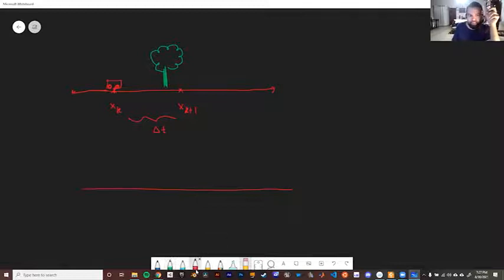Right? So now let's say this is the actual location of the robot after delta t time.